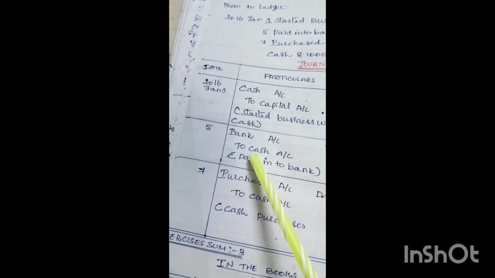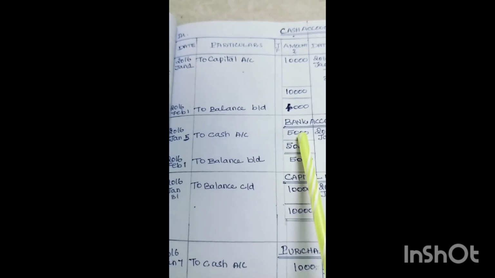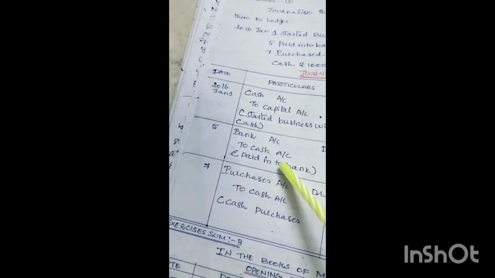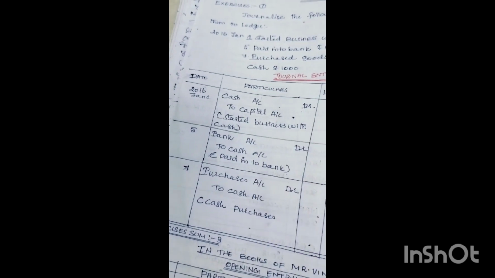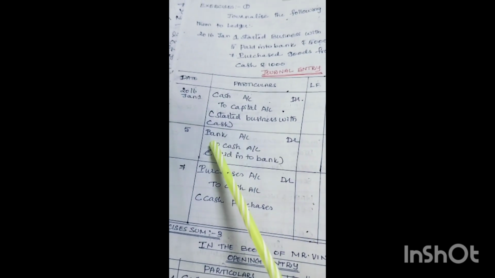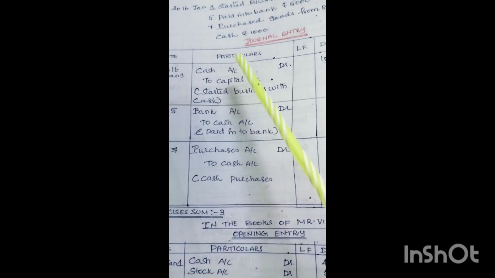What is the opposite account from the bank account? The opposite account from the bank account is the cash account. So what do we write here? We write to cash account. How many rupees? 5,000 rupees entered in the amount column. Then we have to check if any other bank transactions appear in the journal entry. No, there is only one bank transaction in the journal entry.